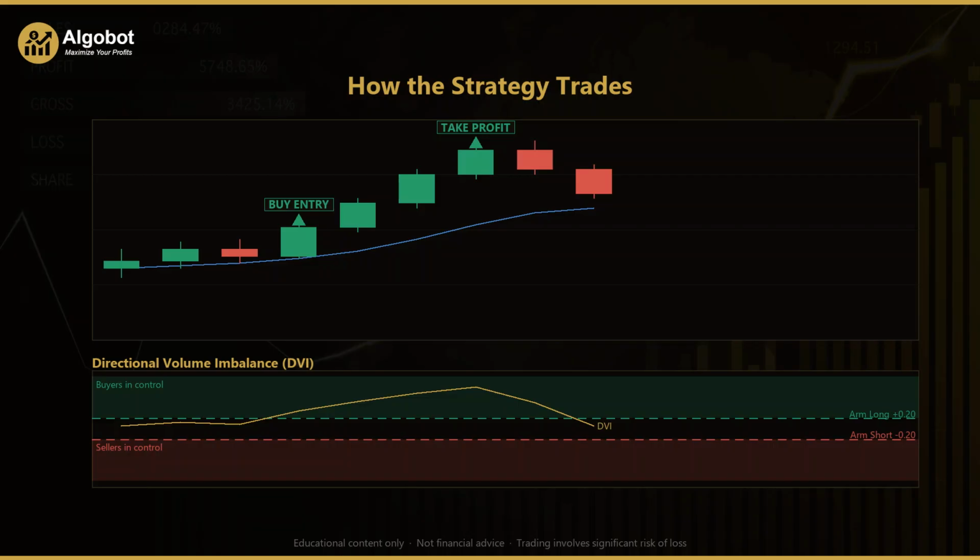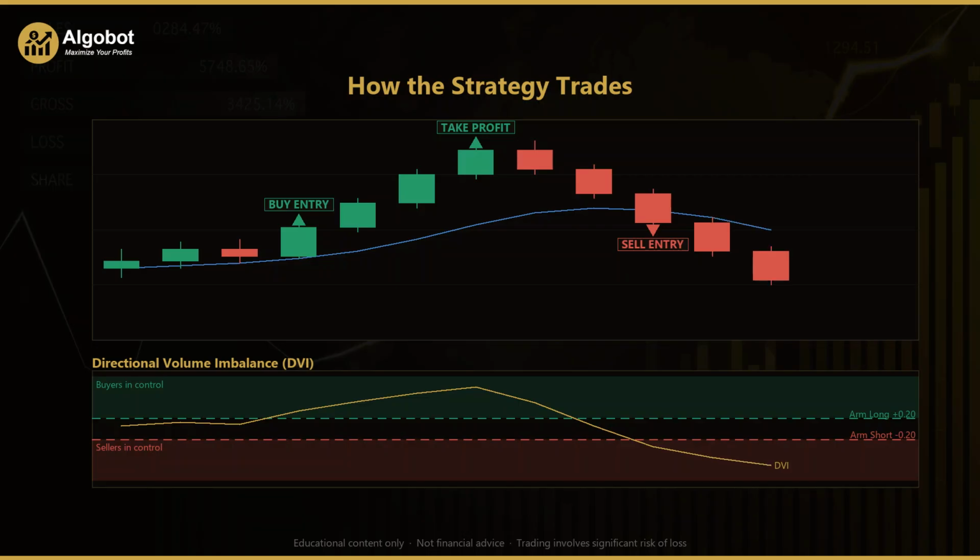Now the character of the market shifts. Around the top, candles begin closing red, and the blue EMA rolls over and starts sloping downward, so the trend filter flips to favor the sell side. Down in the oscillator, the DVI slides quickly from positive territory. Watch the 10th candle. It closes as a firm red body, and the DVI crosses down through the minus 0.20 level. That's the mirror signal.